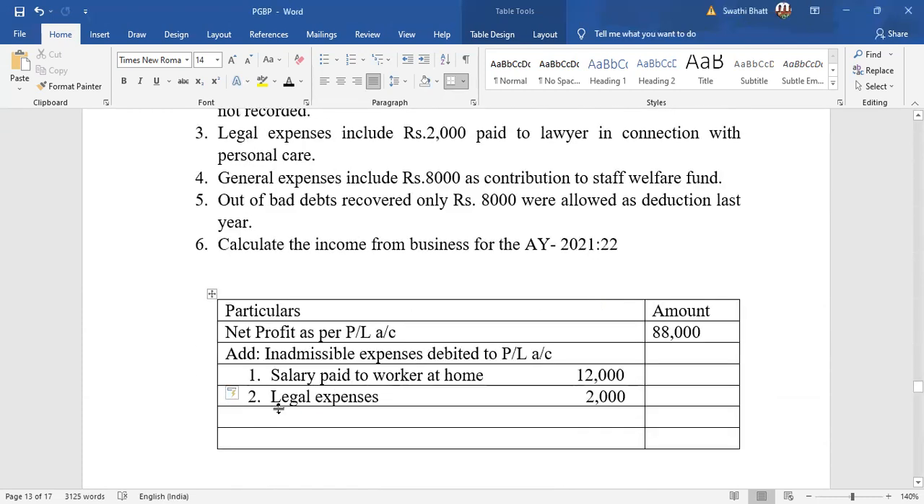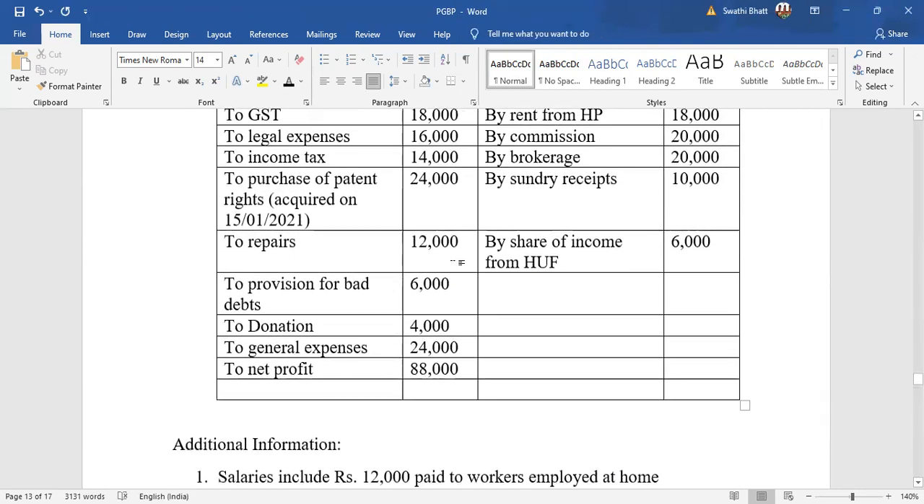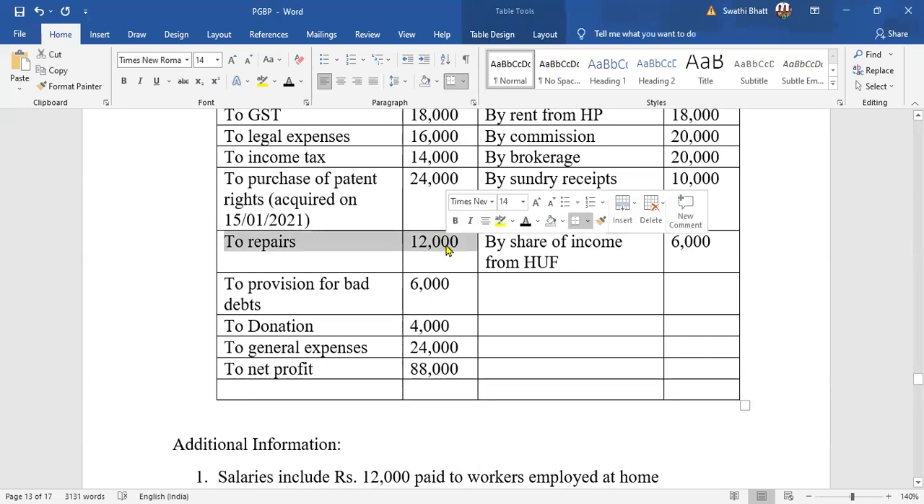So the third item that is disallowed and which we'll be adding is purchase of patent rights, and the amount is 24,000. The next item that we have over here is repairs. So we are assuming repairs are revenue expenditure. So in this case, repairs are allowed. Maybe repairs to the building or any repairs as such, it's a revenue expenditure and hence it will be allowed.